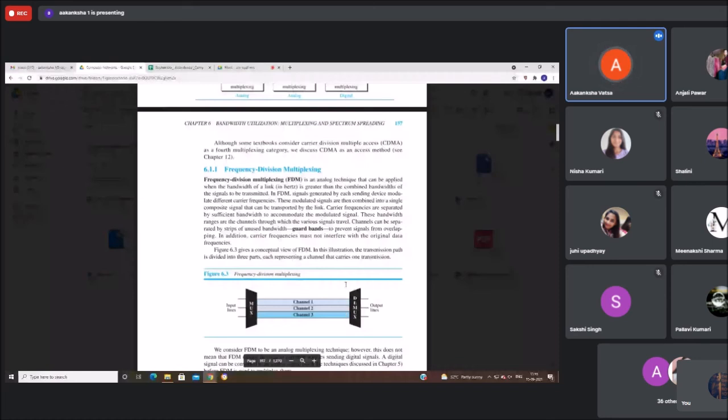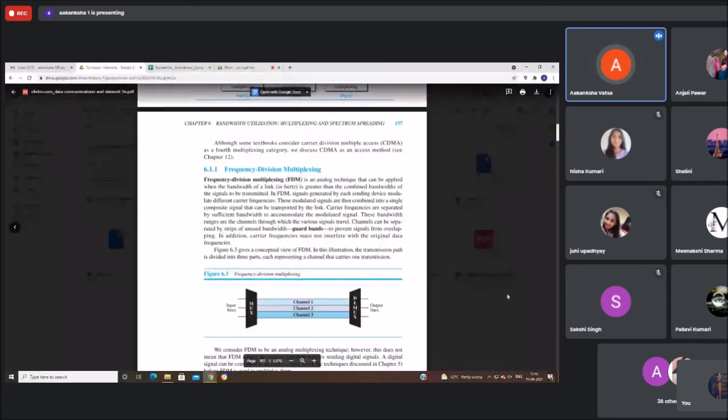This is frequency division multiplexing. So FDM is basically an analog multiplexing technique that combines analog signals and sends them over a common channel which is of high bandwidth and high frequency range. So now in this figure 6.4, you can see the FDM process.